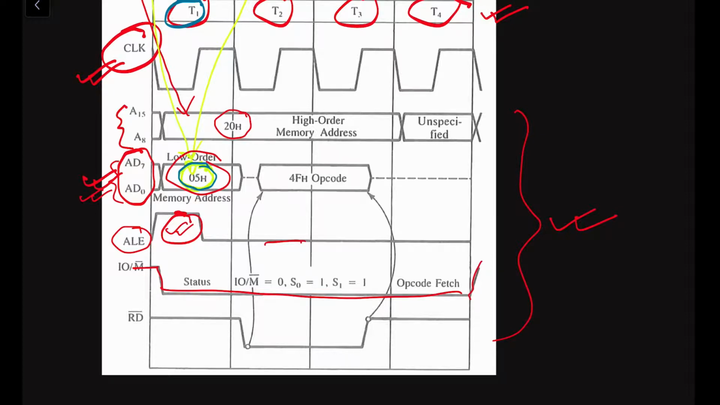Why is this low for the entire operation? Because you can see that it is the opcode fetch. In the opcode fetch, we can understand that it is a memory read operation with an extra cycle. So this is the opcode fetch operation. That means the microprocessor is going to fetch some opcode from the memory unit.